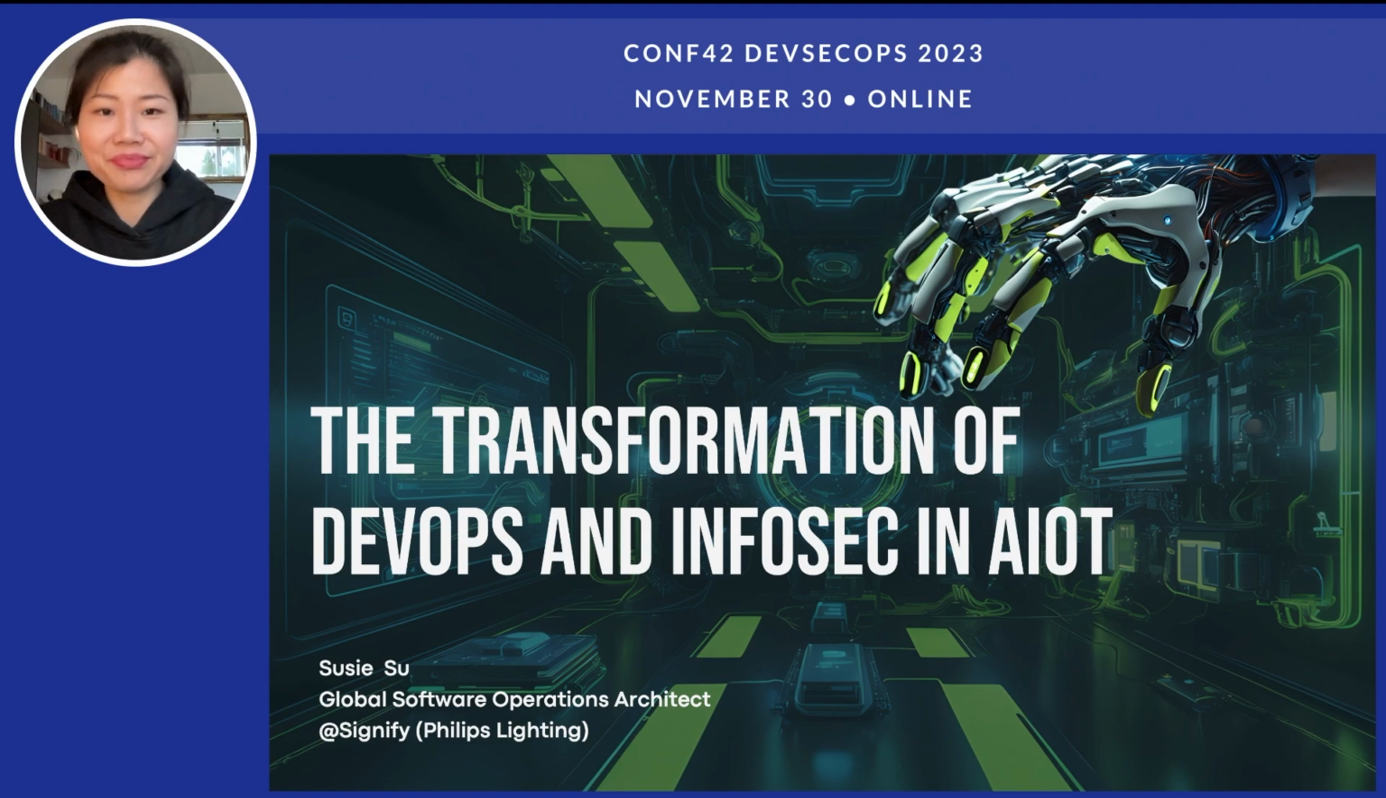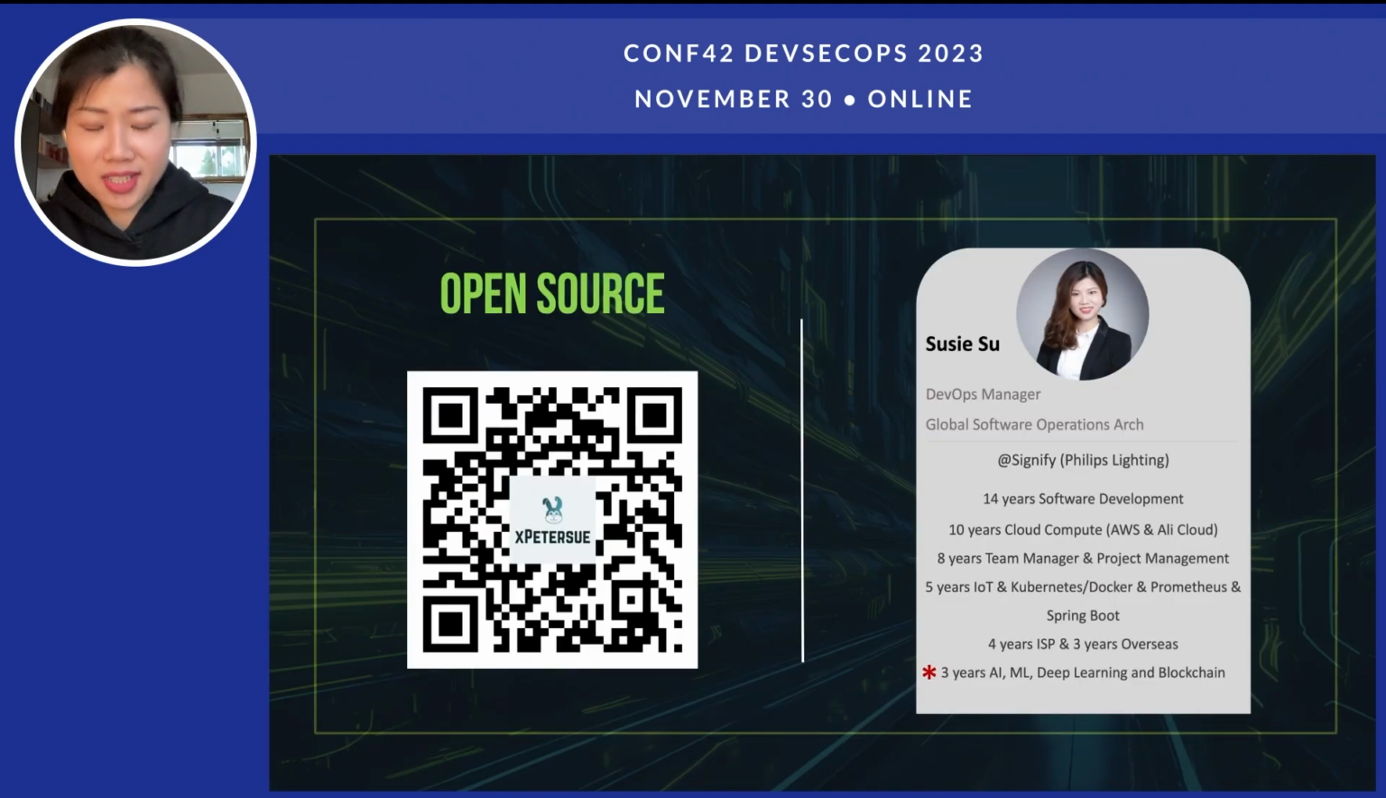Let's just begin. Here is a quick introduction about myself. I'm currently working as a DevOps manager and software operations architect at Signify, formerly Philips Lighting. Three years ago, I actively delved into AI and machine learning, which is the reason why I'm here.